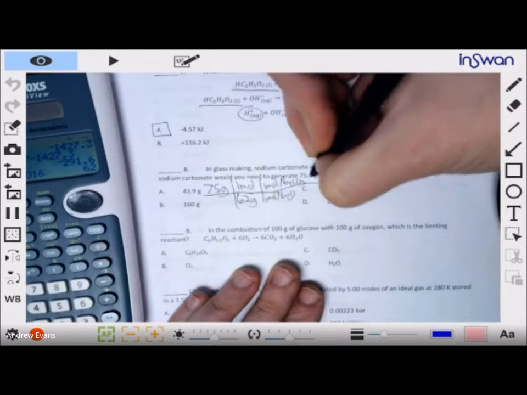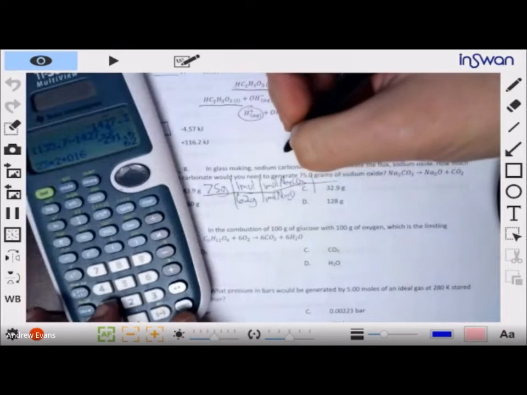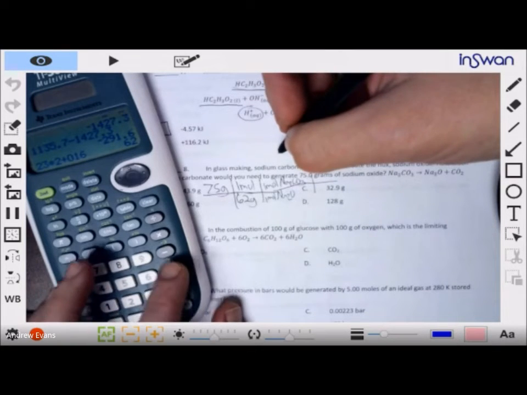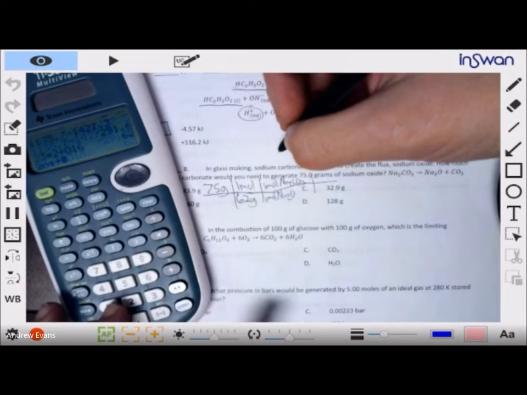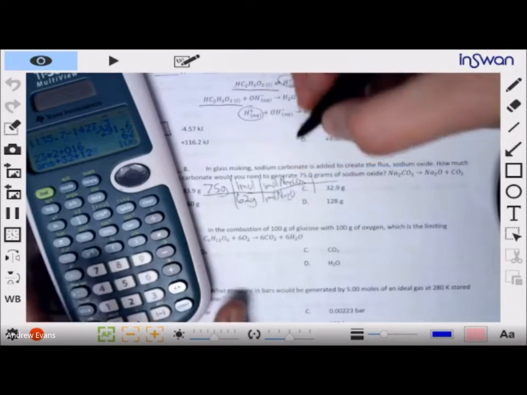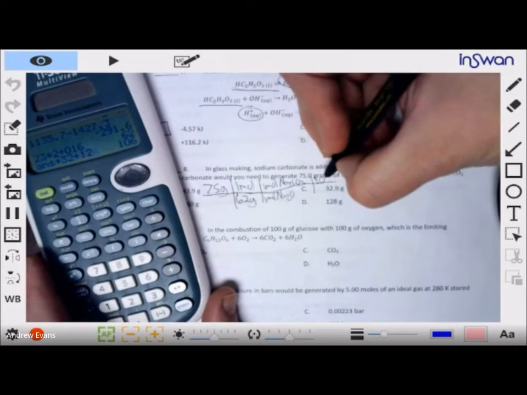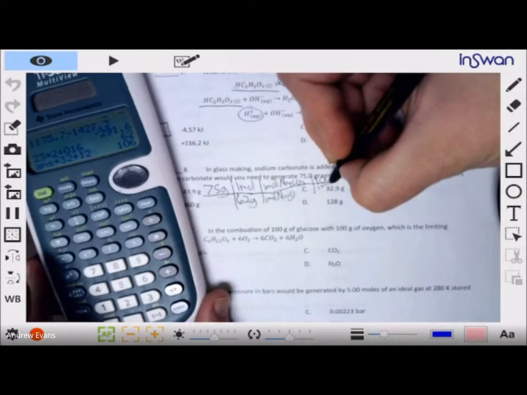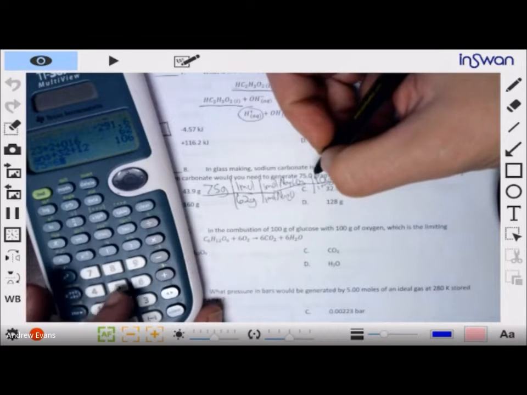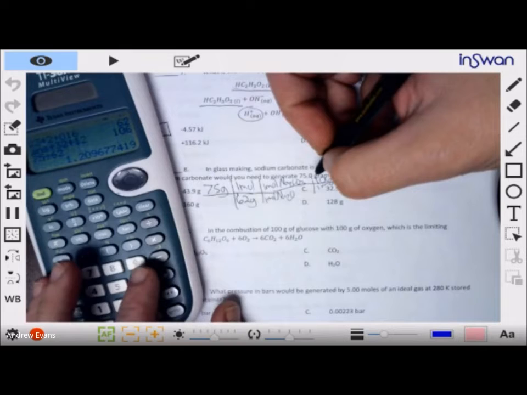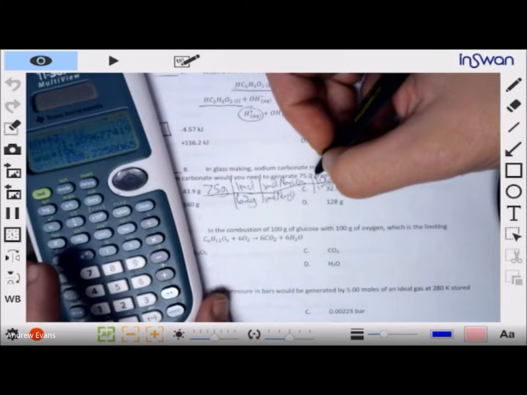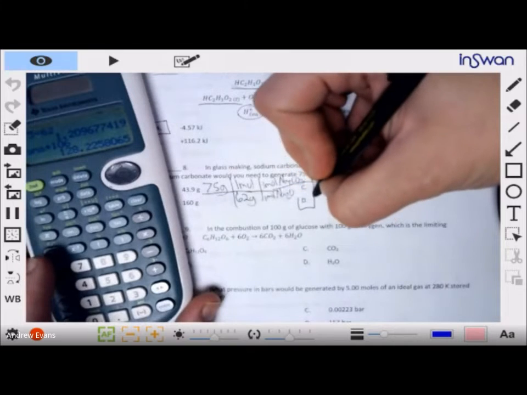and then we'd use the molar mass of sodium carbonate. So we'd have to add on to that 62, we'd add on 2 more oxygens, 32, and a carbon, 12. So the molar mass is 106 grams in 1 mole. So out of 75 grams, you should have a number that is greater than 75 grams. So the correct answer is 128 grams.